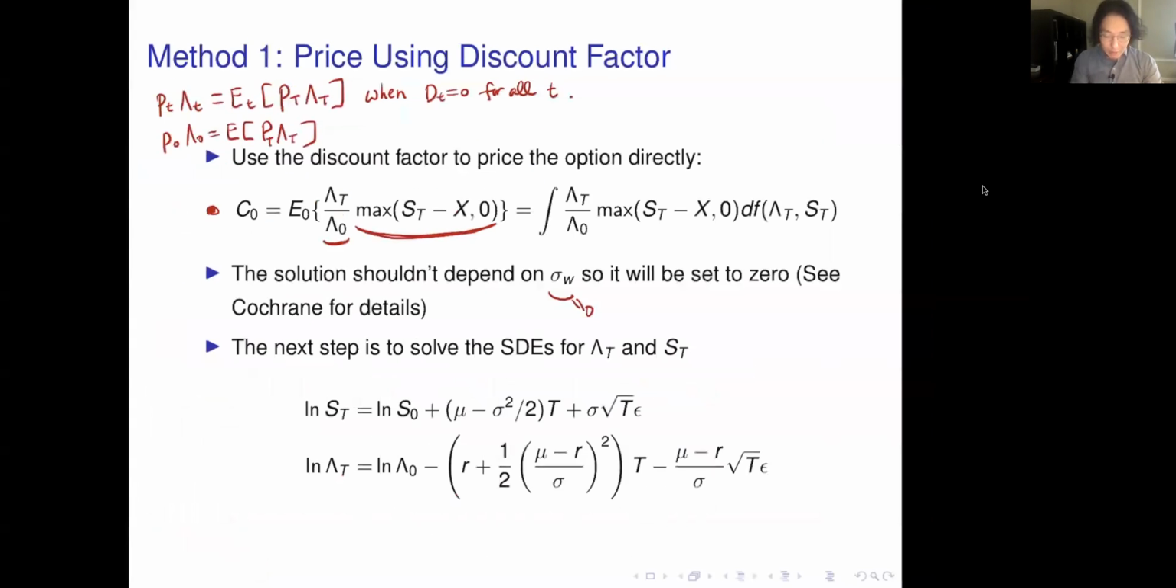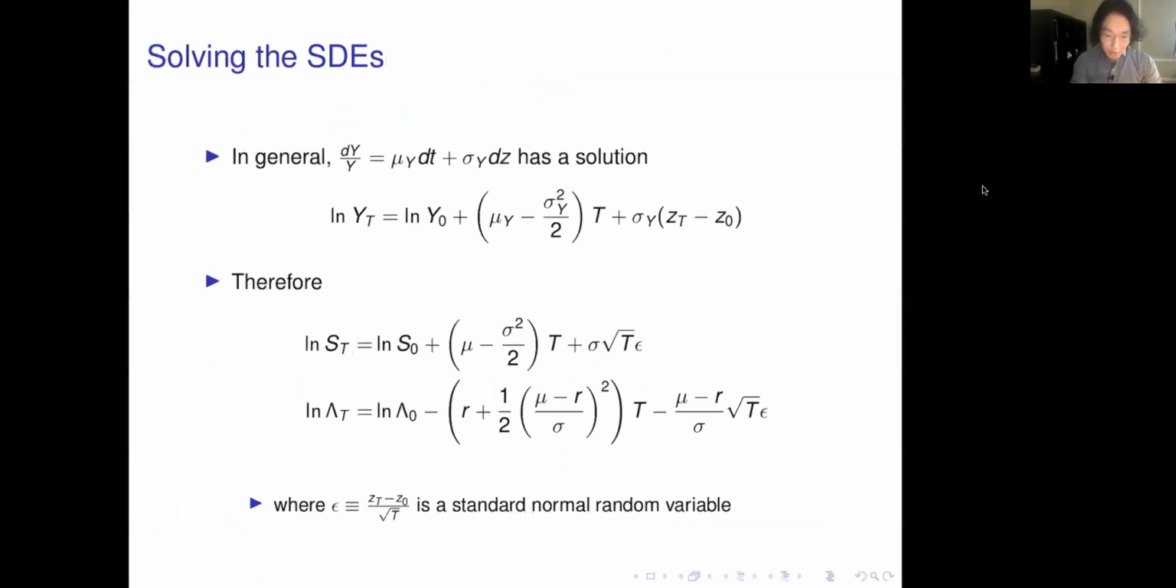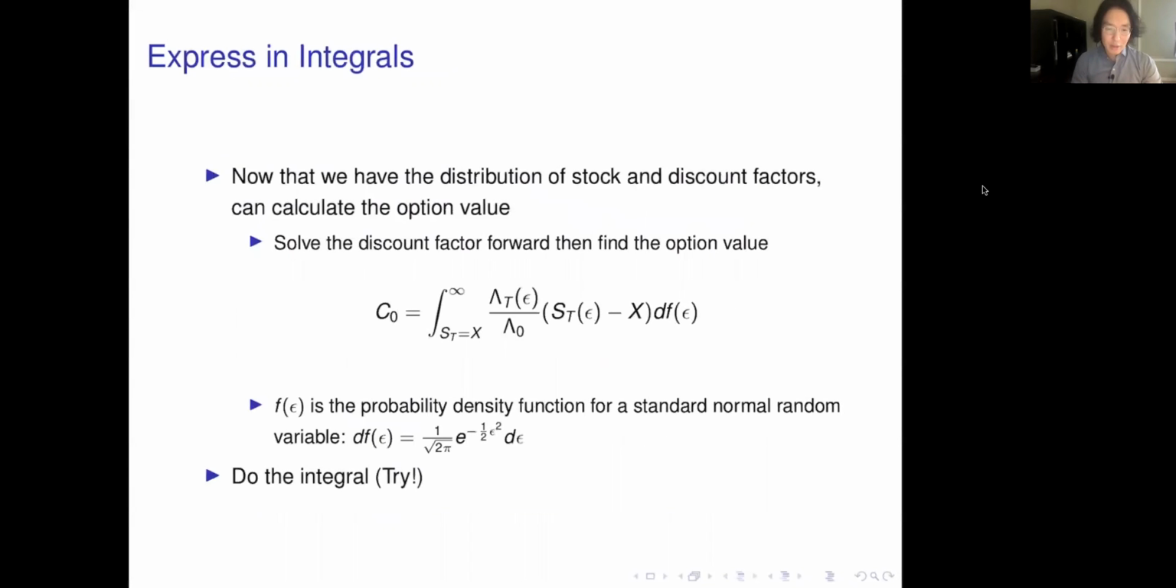Okay, so what we did in the previous slide is basically we got that, and using this, basically what I have here is the calculation that I showed in the previous slide. So in general, a log normal distribution or the geometric Brownian motion has a solution in the following form. Therefore, we have the closed form solutions for the stock price ST and the stochastic discount factor lambda T.